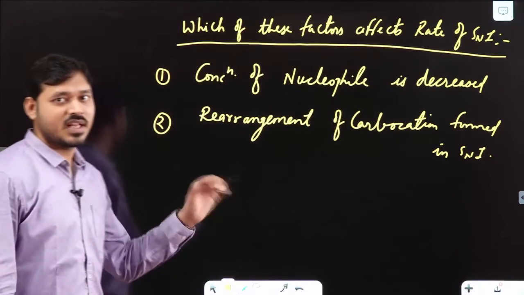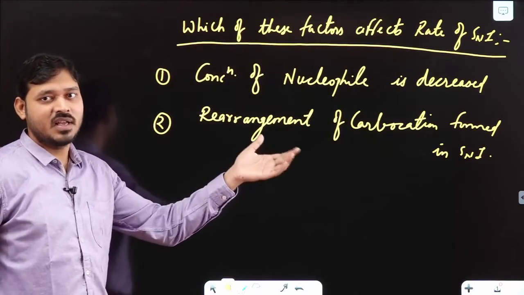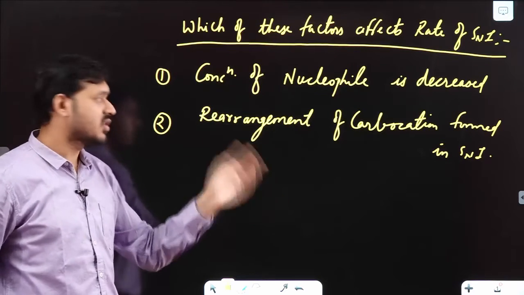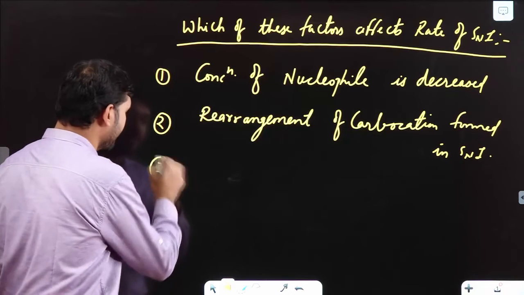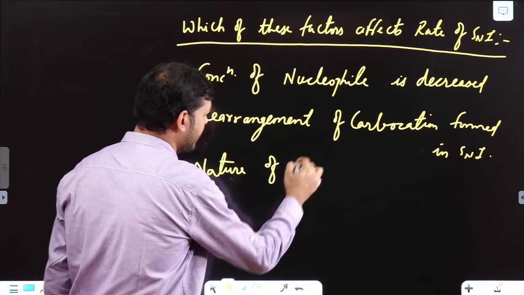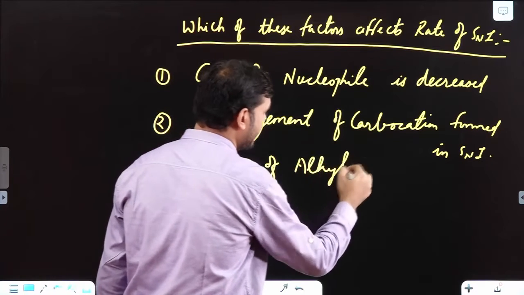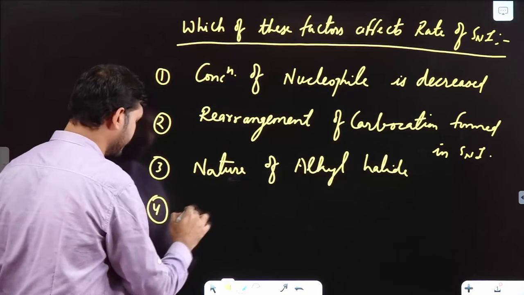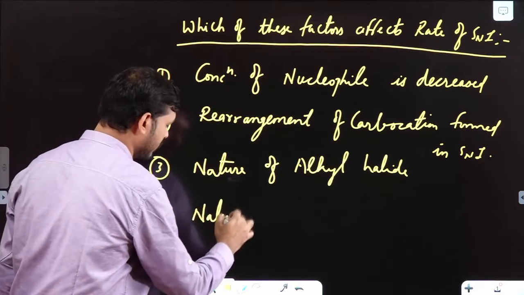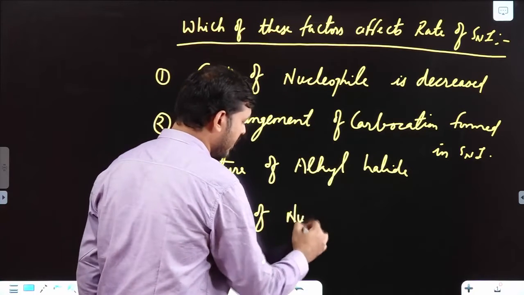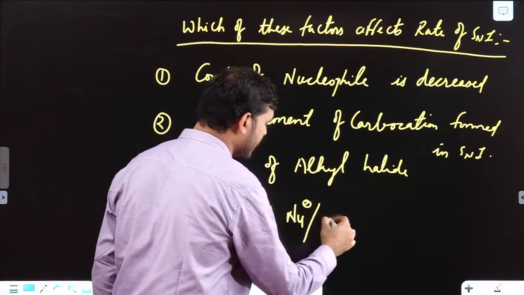Suppose there is a possibility of rearrangement in any carbocation generated, and in one case there is no rearrangement, so that is a possible case. Third, nature of alkyl halide. Fourth, nature of nucleophile. Here I am using one more thing, solvent.